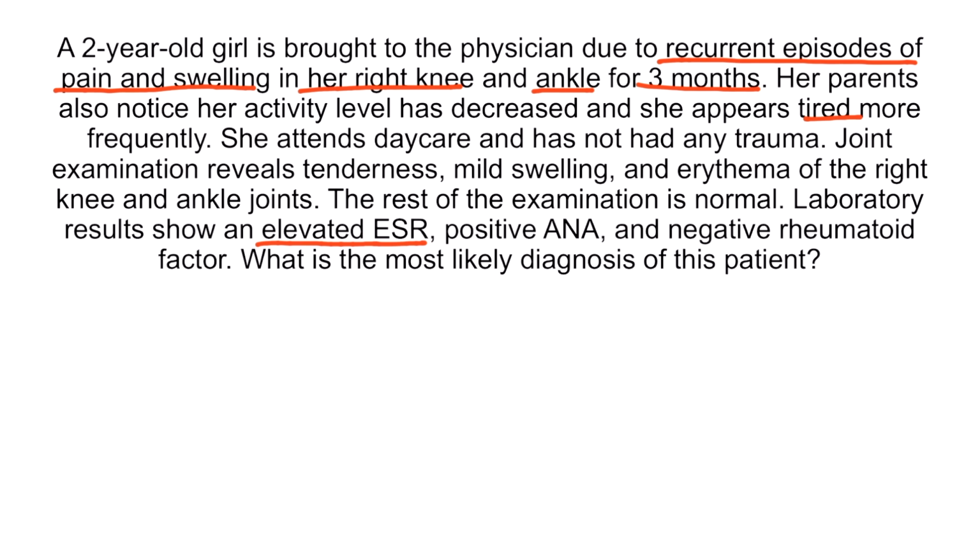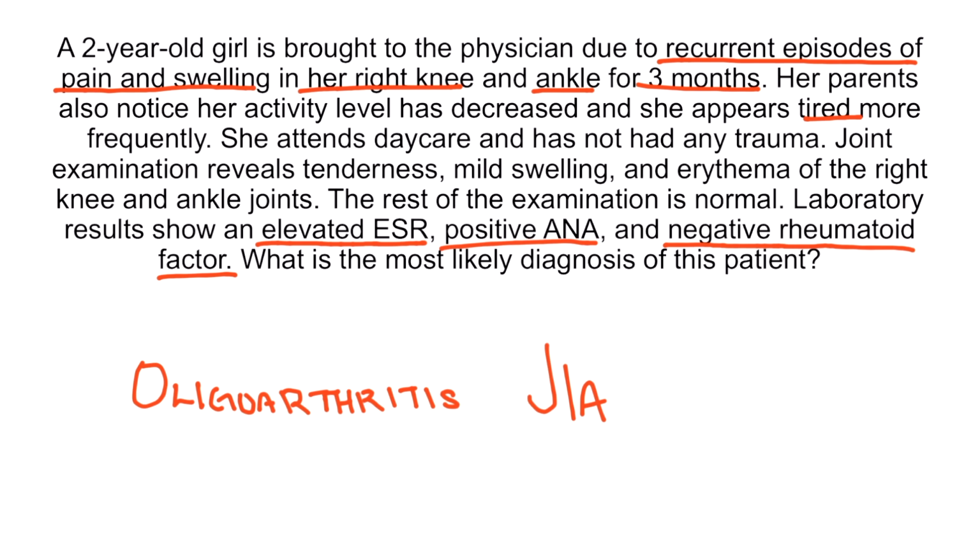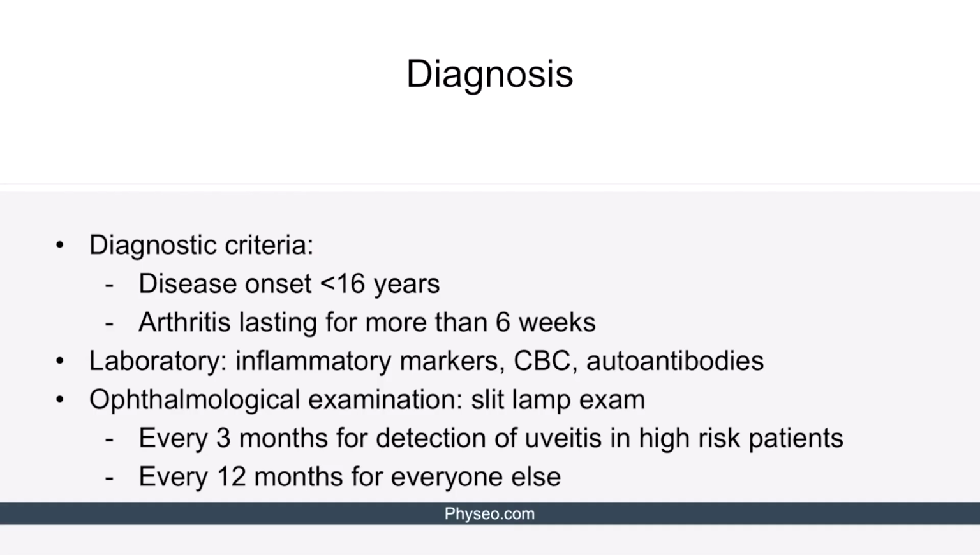The asymmetrical distribution of major joints such as the knee and ankle joints, the positive ANA, and the negative rheumatoid factor all support the diagnosis of oligoarthritis subtype of JIA. Oligoarthritis JIA affects less than 4 joints in the first 6 months of the disease, and girls are more commonly affected than boys. Let's discuss the general diagnostic approach.